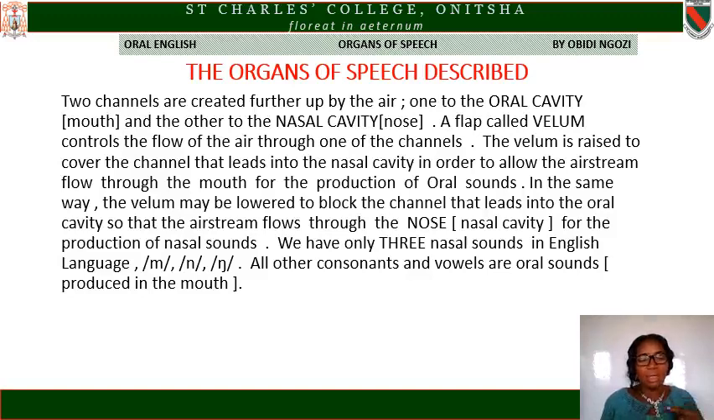In the same way, the velum may be lowered to block the channel that leads into the oral cavity so that the airstream flows through the nose. When the airstream flows through the nose, it's for the production of nasal sounds. We have only 3 nasal sounds in English language: m, n, and ng. All other consonants and vowels are oral sounds. That is, the sounds that are produced in the mouth.